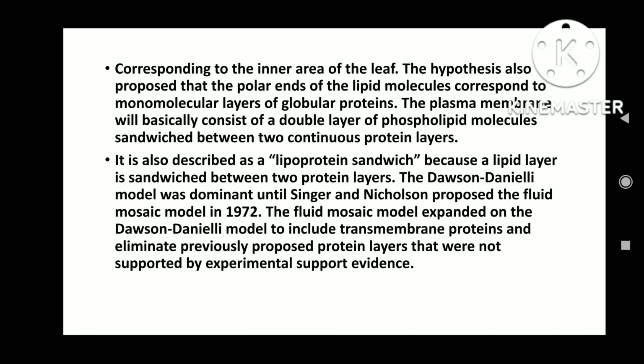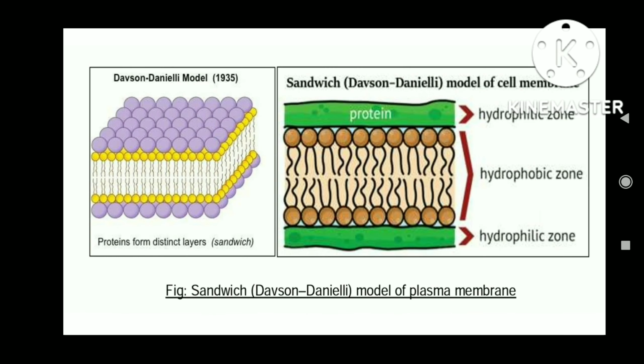The hypothesis also suggested that the polar ends of lipid molecules are associated with a monomolecular layer of globular proteins. The plasma membrane would thus consist of a double layer of phospholipid molecules sandwiched between essentially continuous layers of protein. The model was also described as a lipoprotein sandwich, as the lipid layer was sandwiched between two protein layers.